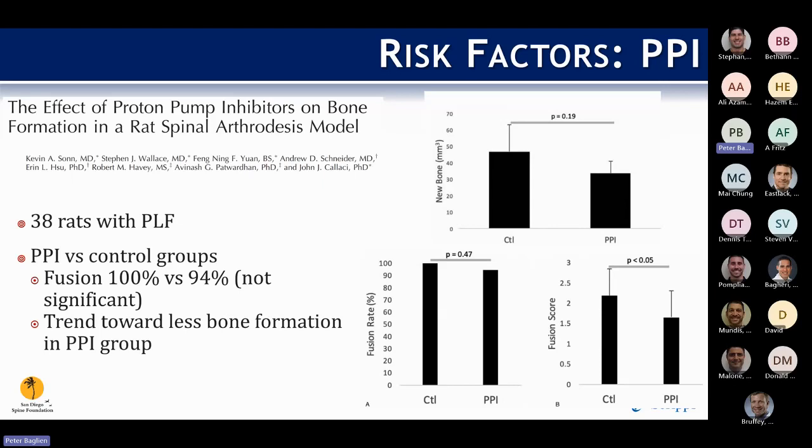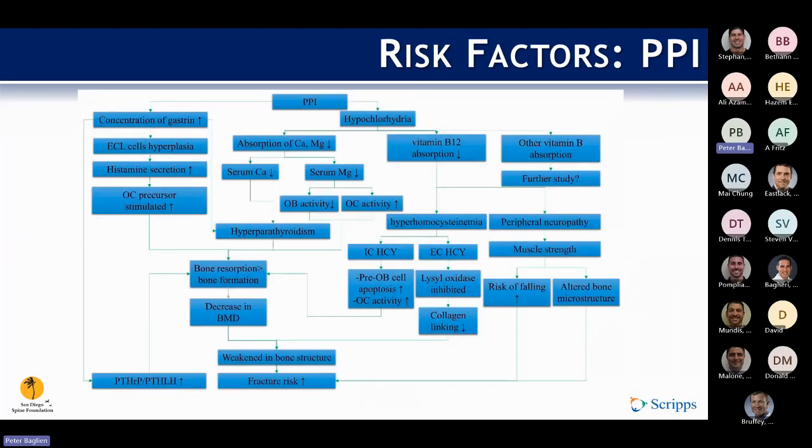They found that fusion was 100% in the control group and 94% in the PPI group, which was not statistically significant, although they did harvest several months after the index surgery for these rats, and so that could potentially have skewed the results a little bit. But they did note a significant trend towards less bone formation in the PPI group. So even though they were fused, there was less bone there, which I think is pretty explainable by the proton pump pathway.